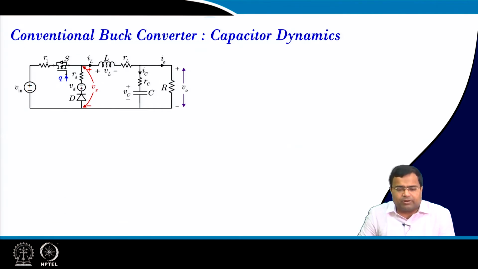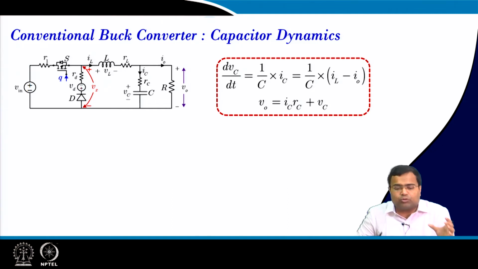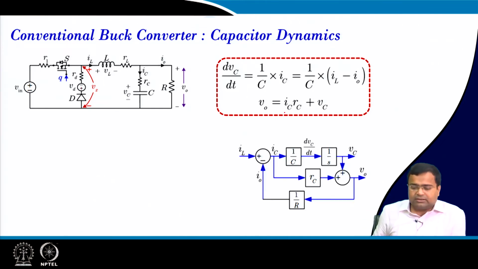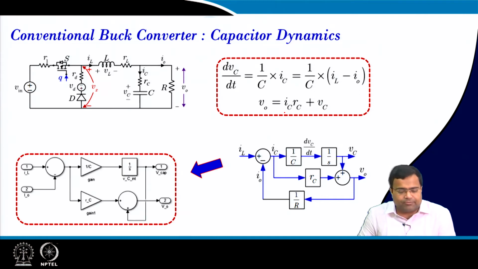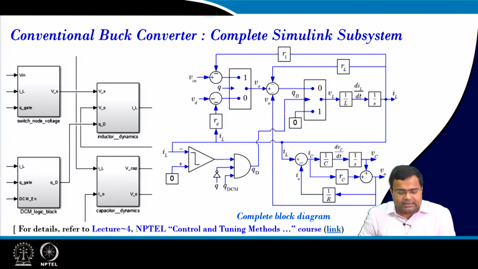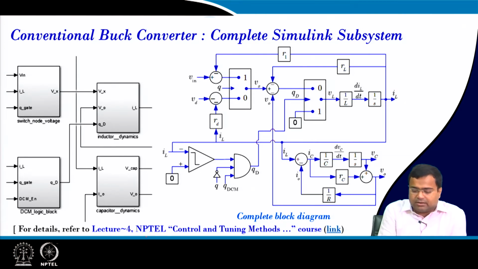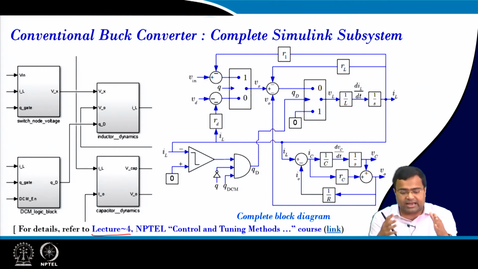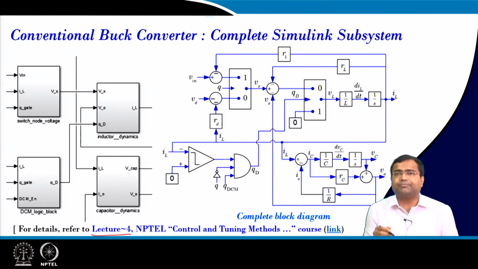And for the conventional buck converter, if you take the output capacitor dynamics, dVc/dt can be written like this, and this is the output voltage in terms of capacitor current and capacitor voltage, and you can get the complete realization. The complete conventional buck converter details are in our previous NPTEL online lecture, lecture number 4. So here we are not wasting time explaining all the details of this power stage architecture, but this represents the complete block diagram of this converter.